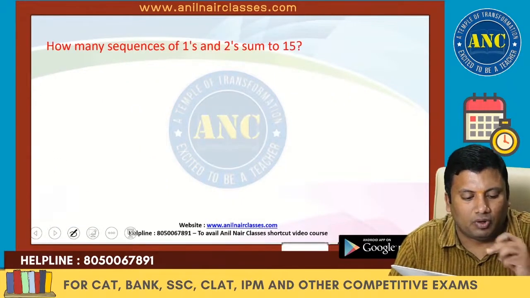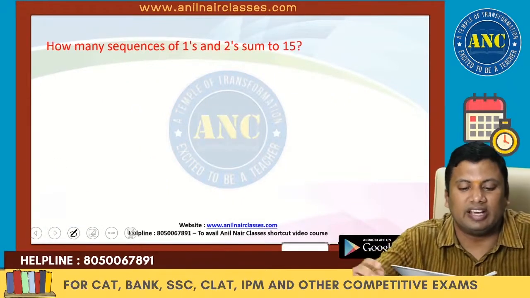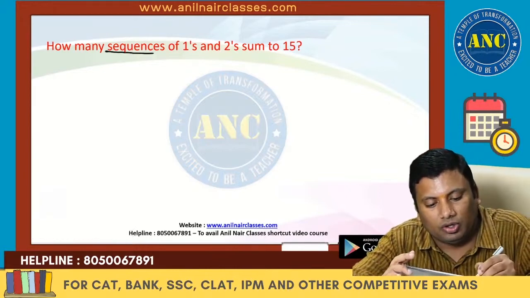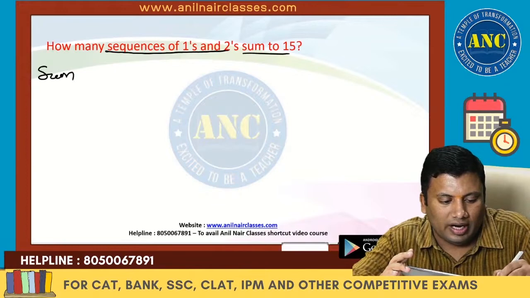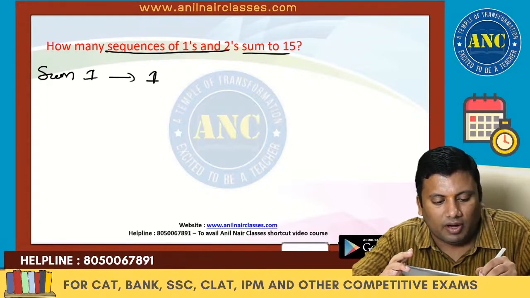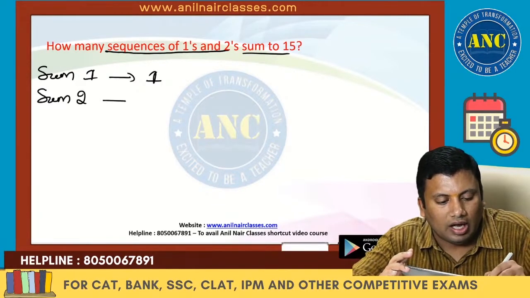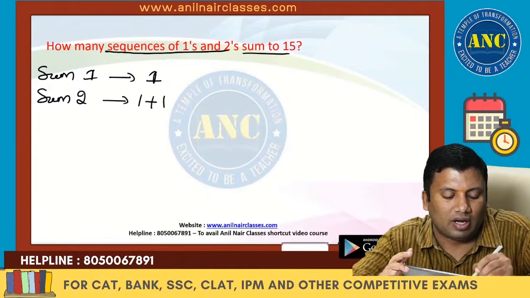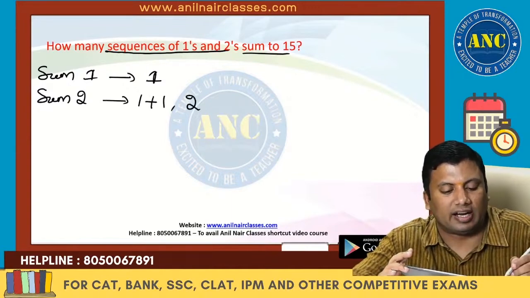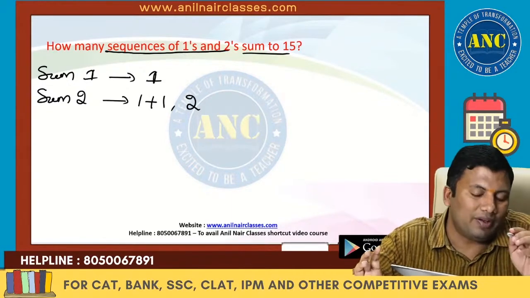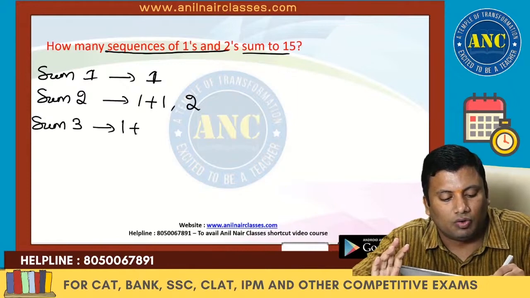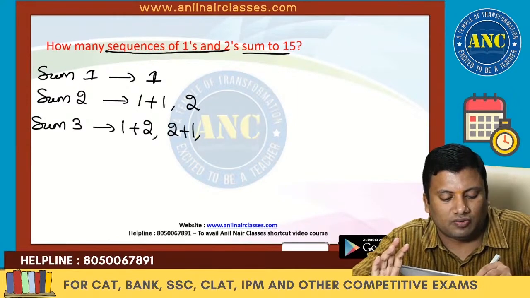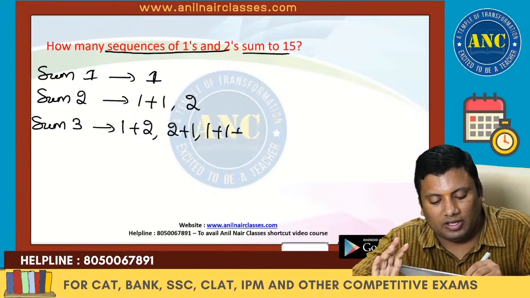This is a very beautiful question, sir. How many sequences of 1s and 2s give the sum 15? I have to use only 1 and 2. To get the sum 1, I will use 1. To get the sum 2, I will use 1 plus 1, or I can use 2 directly. To get the sum 3, I have to use only 1 and 2: 1 plus 2, 2 plus 1, or 1 plus 1 plus 1.